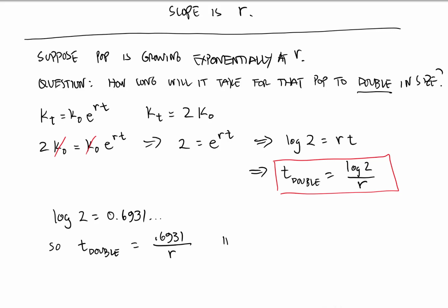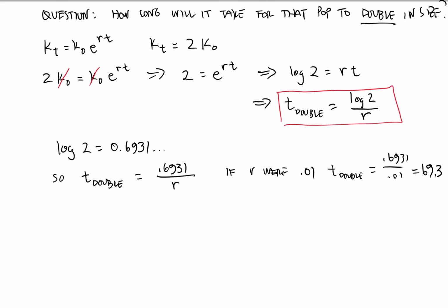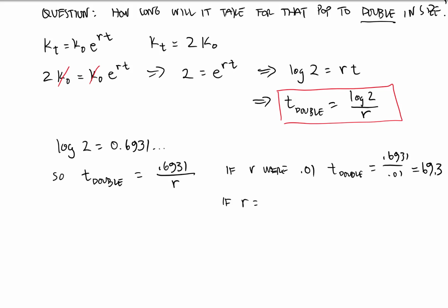If r were 0.01, 1% per year, then t double would be 0.6931 over 0.01 equals 69.3 years. If r were 0.02, then t double, the doubling time, is 0.6931 over 0.02, and that is going to be something like 34.66 years.